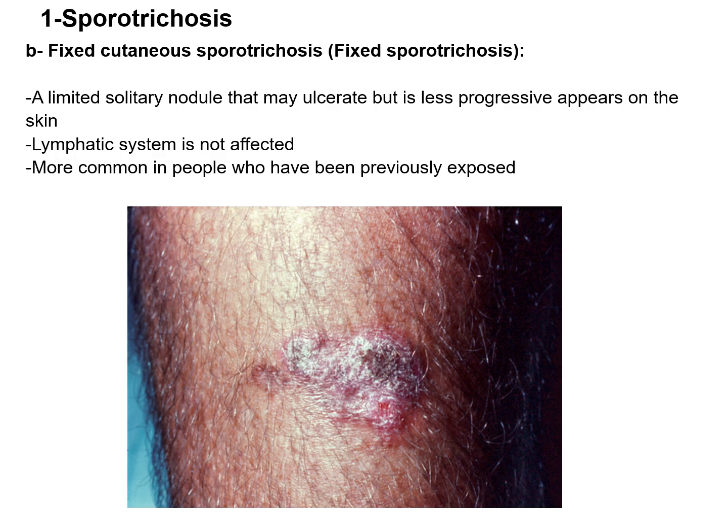As for fixed cutaneous sporotrichosis, this usually happens in areas that are endemic to the agent of disease. And because of the endemicity, people have either been previously exposed to it or have had the lymphocutaneous form. So it happens in people who have been previously exposed to the agent. And here what you see is just a limited solitary nodule, so just one nodule that might ulcerate. It's less progressive, as you can tell based on the previous slide. And here we don't have invasion or affecting the lymphatic system.